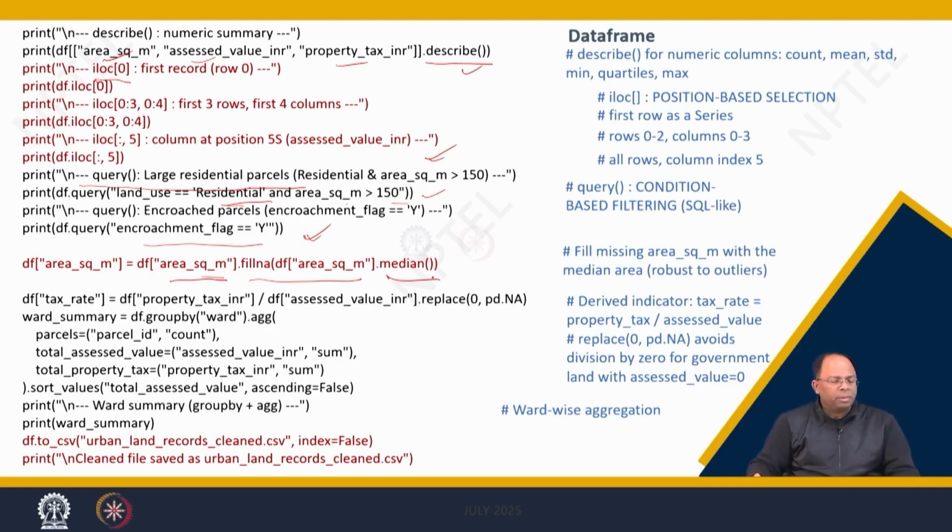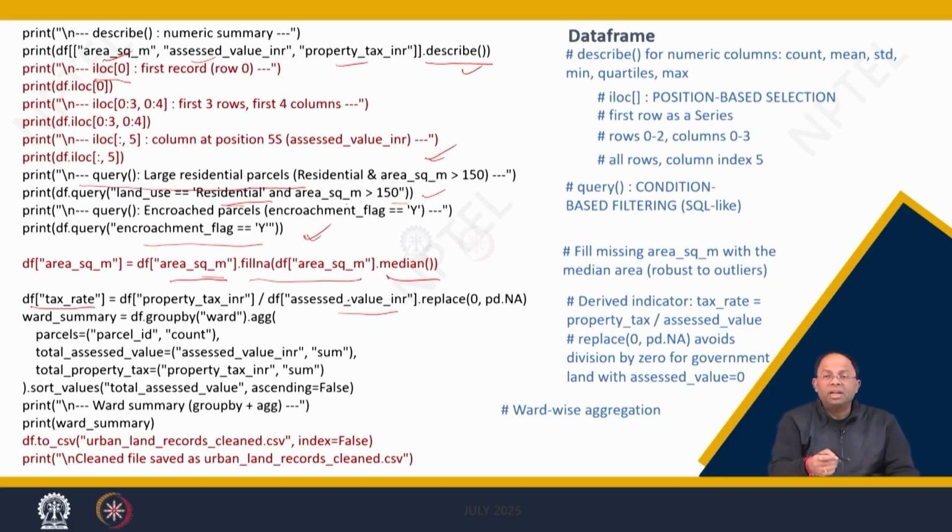Now this is one part. Then again, we can do some internal statistical calculation, and once we have done that, we can also add new data to a new column in a data frame and so on. So over here you can see that we are doing some basic calculation where we are estimating the tax rate, and this is found from property tax underscore INR divided by assessed value underscore INR. So that will give me the property tax rate.